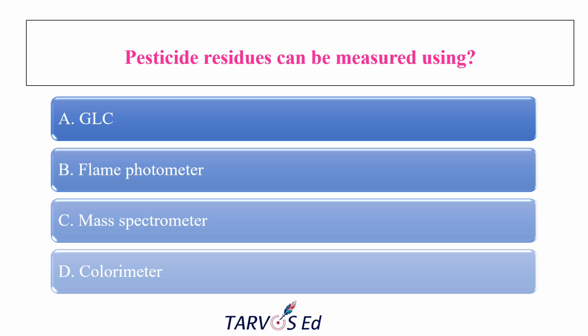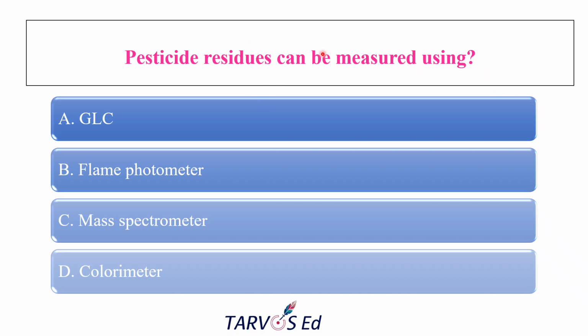And the next question is, pesticide residues can be measured using which instrument? First of all, you should know what is pesticide residue. So pesticide residue is the leftover pesticides or its breakdown products which remain in the food, soil, water or plants after the application is done.